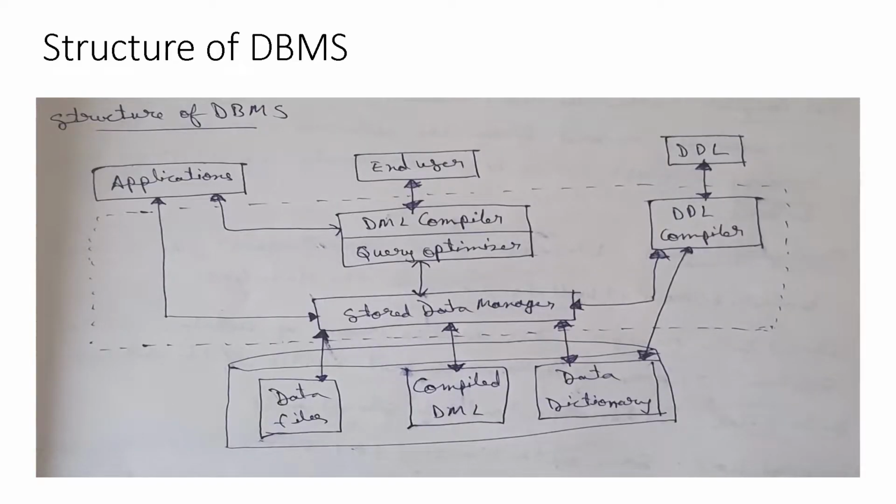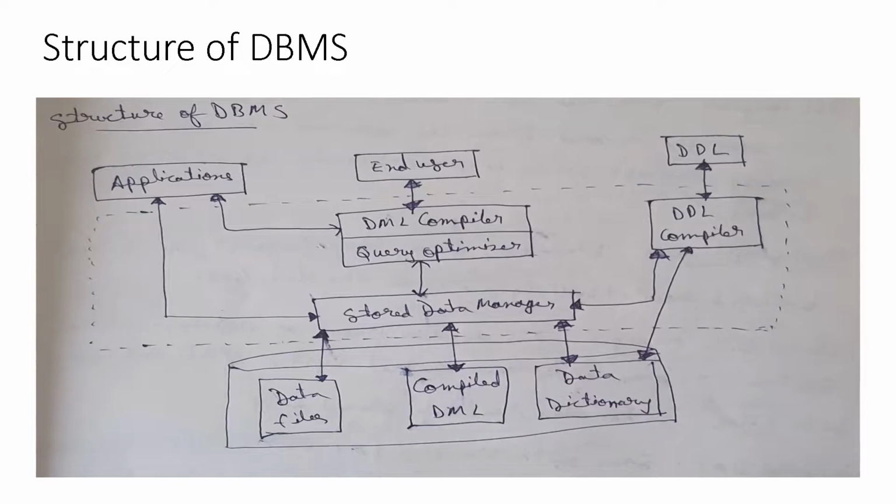In today's video, I'll discuss the structure of DBMS. So this is the diagram of the structure of DBMS. It consists of applications, end users, DDL and DML compiler, query optimizer and DDL compiler, storage data manager, data files, compiled DML and data dictionary. So let us discuss each and every thing which is present in this diagram.